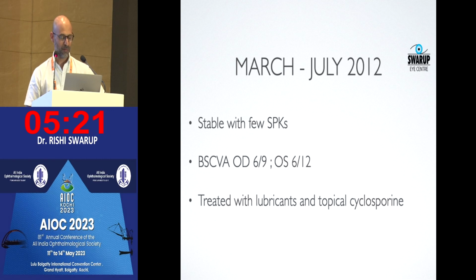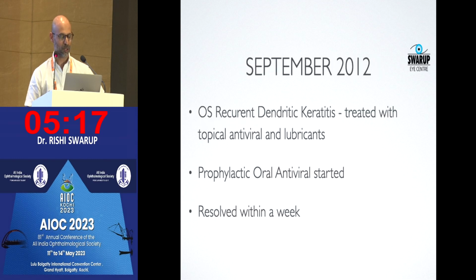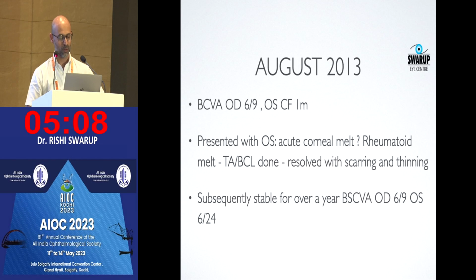After that, she'd been stable for a while, and this was her vision. Was going on with lubricants and cyclosporin. Again, had a recurrent dendritic keratitis. Again, with antivirals and lubricants, she settled down. Then we started her on prophylactic oral acyclovir, resolved soon, and then was stable.